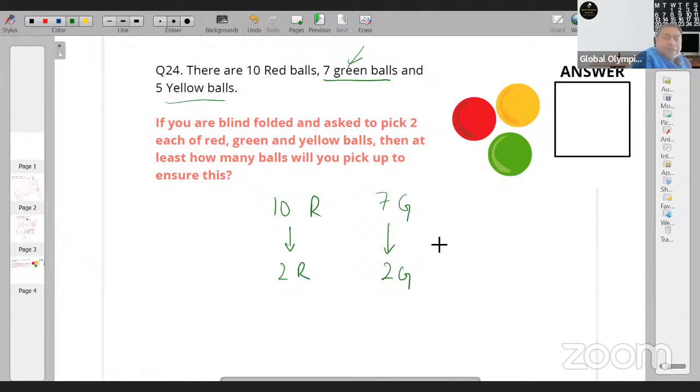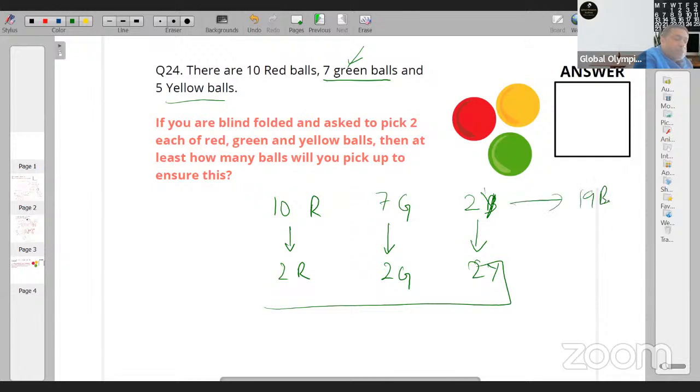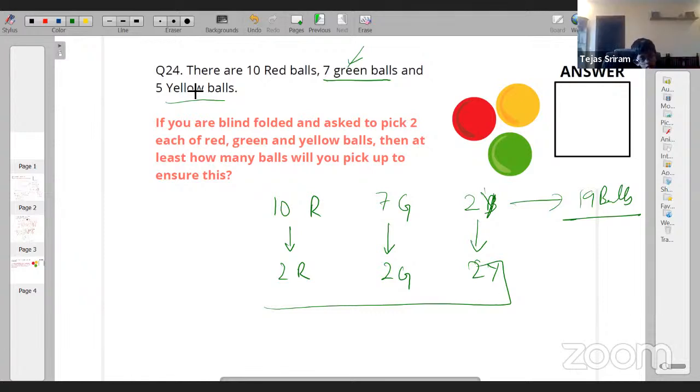Correct. From this. Right. And now when I pick up another 2 balls, they will be yellow only. Sorry, 2 yellow. There will be 2 yellow only. And therefore I need 19 balls. When you pick up 19 balls, you will definitely get 2 of each. Did you understand? Yes, sir. So this is a little tricky pigeonhole with this thing, because it's not difficult.